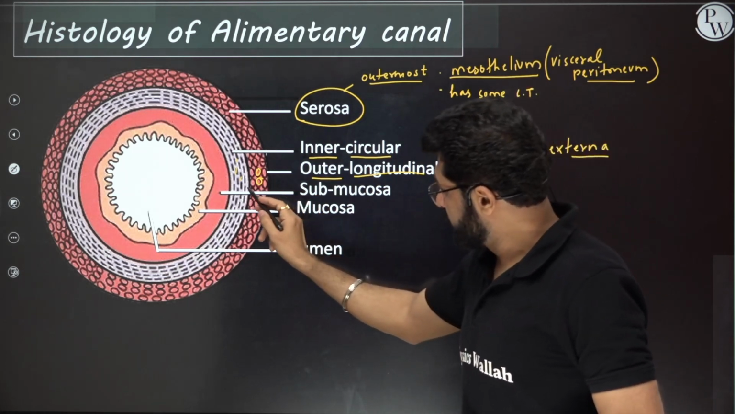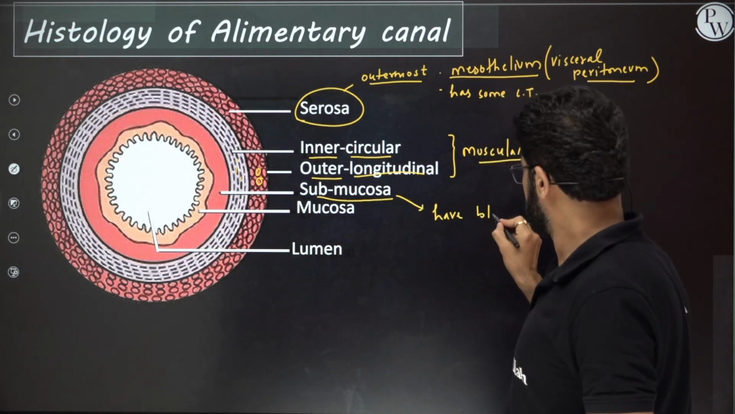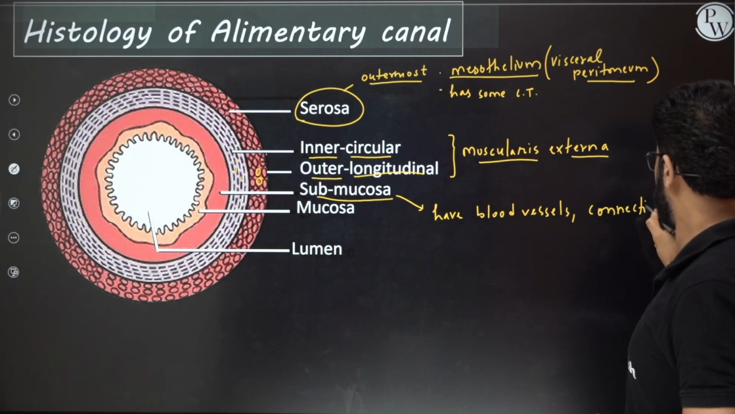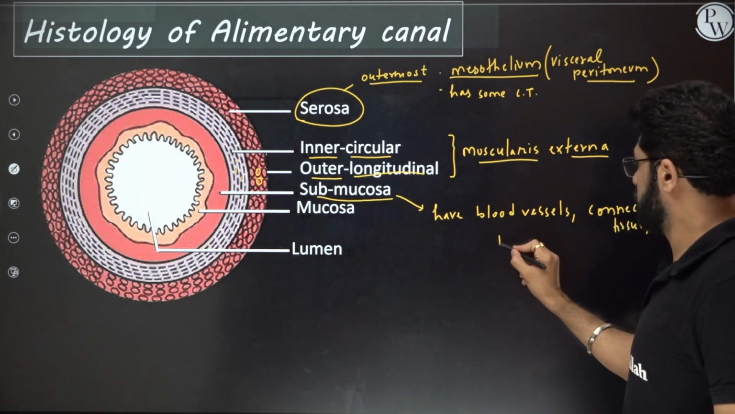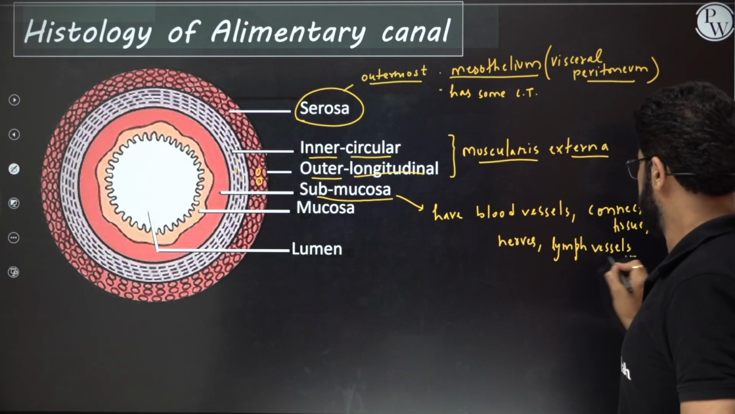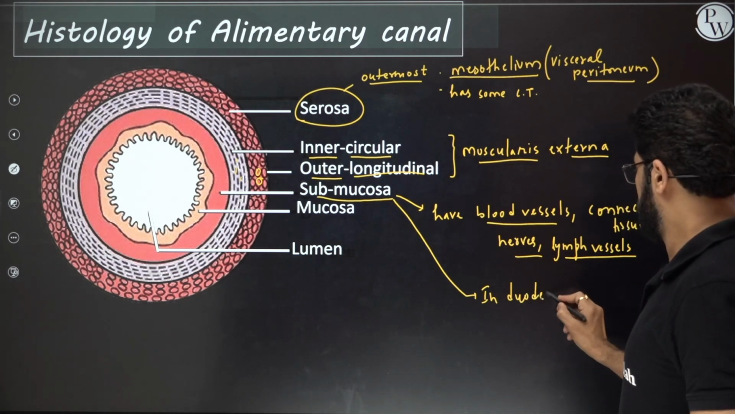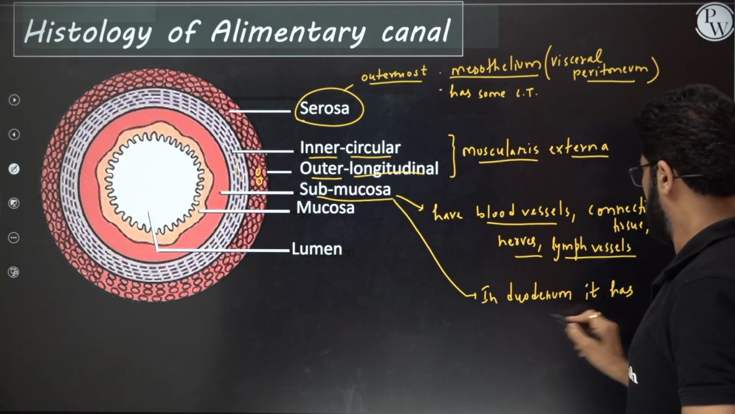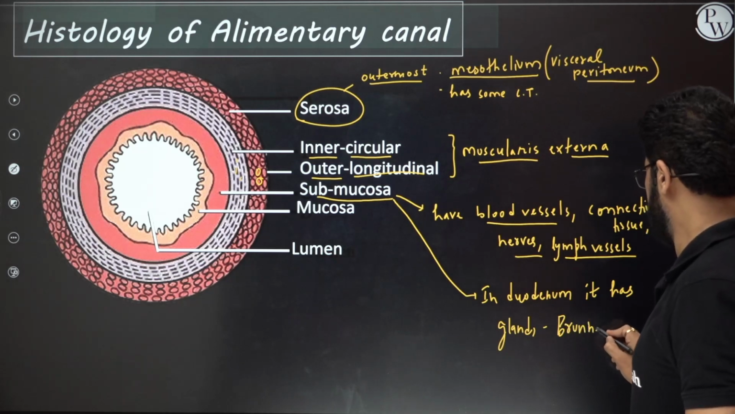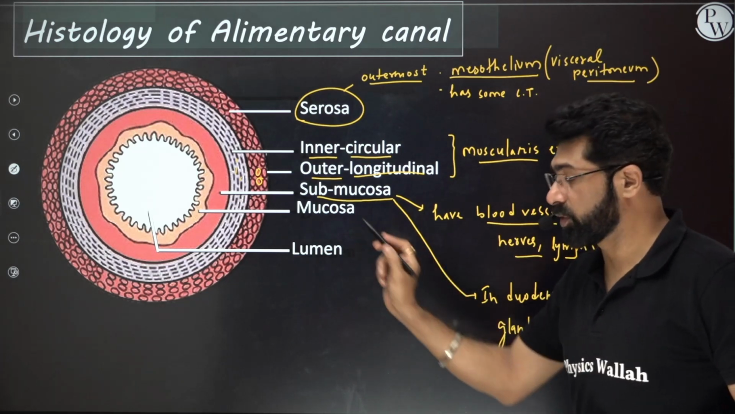Inside the muscular layer, there's a submucosa. Submucosa will have the blood vessels, the connective tissues, and even the nerves and the lymph vessels also. So this is very important. In some regions, in the duodenum, it has glands called Brunner's glands. Brunner's glands are found in the submucosa of the duodenum.